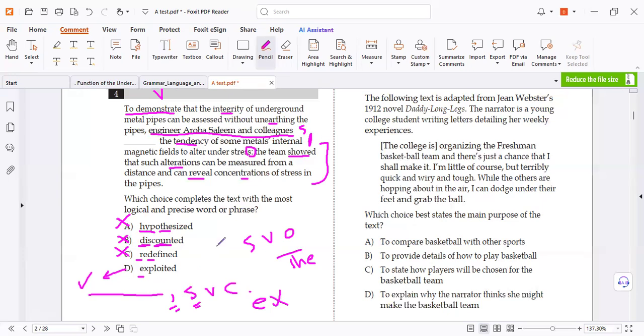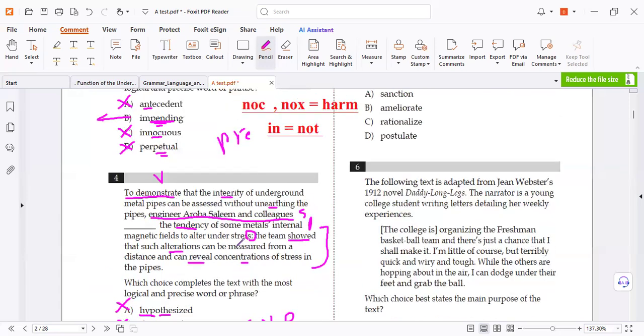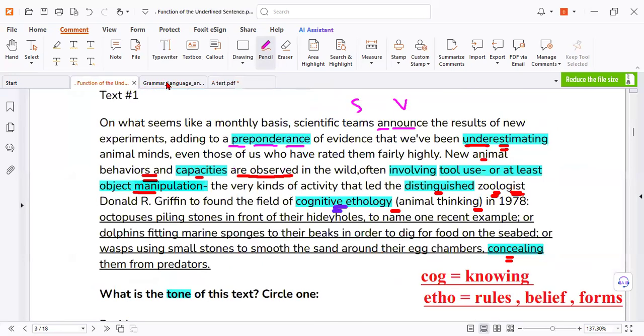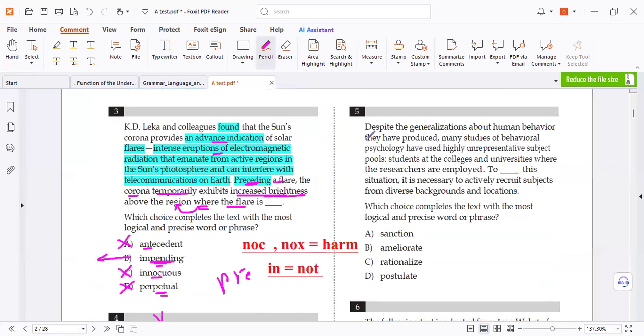So this means we use the grammar and structure. Now we will use the same. Remember, we practice the skill, not answering. Now, despite, opposite technique, contrast. Despite generalization about human behavior, they have produced what happened. Many studies of behavioral psychology have used highly unrepresentative subject people, colon to explain what happened. What happened? Students at the colleges and universities where the researchers are employed.